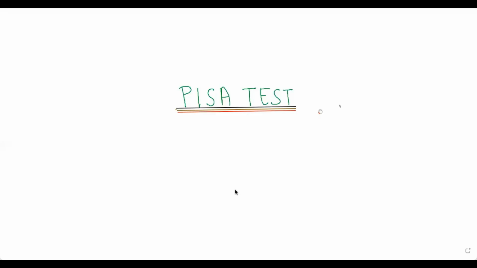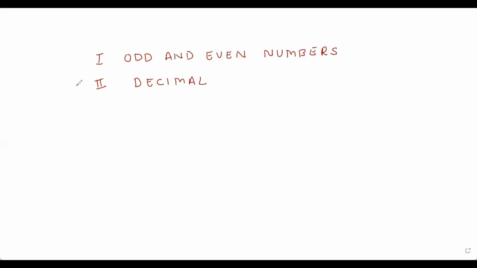This is my third video on PISA test. In this video, I have explained a few multiple choice and true or false questions, which I think are the general questions which 15-year-old students must know before appearing in the exam. In this video, I have covered two topics. One is odd and even numbers, the other one is decimals.